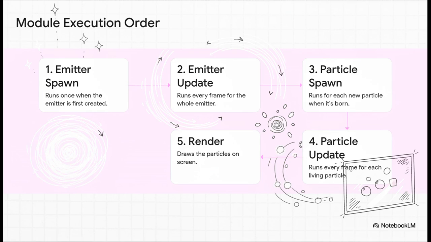Now, this is absolutely crucial. The order in which things happen in Niagara matters a lot. It follows this very specific flow. First, emitter spawn runs just one time, right when the effect is created, to get things ready. Then, emitter update runs over and over, every single frame. When a brand new particle is created, particle spawn fires, giving it its starting properties. After that, particle update runs every single frame for that one particle's entire life. And finally, the renderer takes all that information and actually draws it on the screen. Getting this order is key to making things work right.